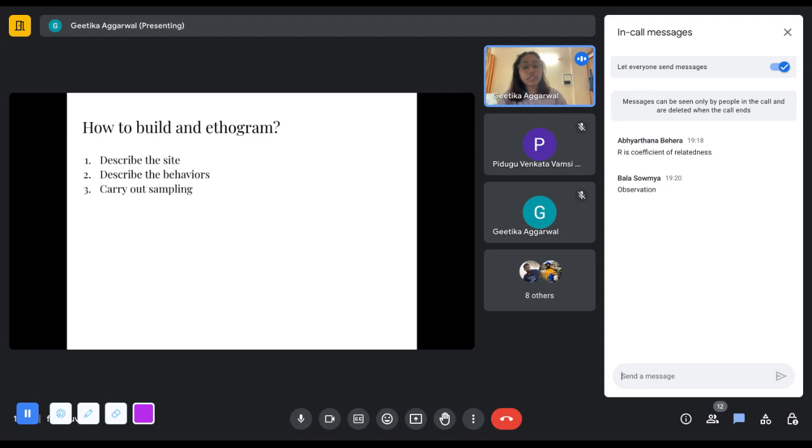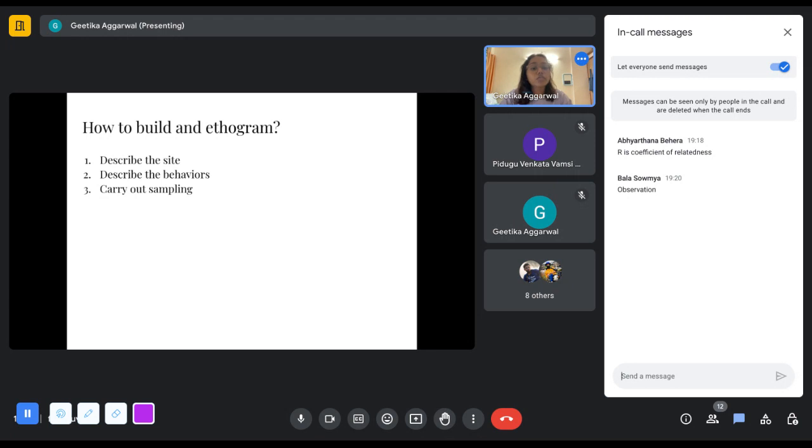You will note down these different things about the site. And then you can describe the behaviors. Basically, you can describe any of the behaviors you see out there. So in general, if there's a dog, it could be just standing, it could be wagging its tail, it could be resting, when its abdomen is also touching the ground.